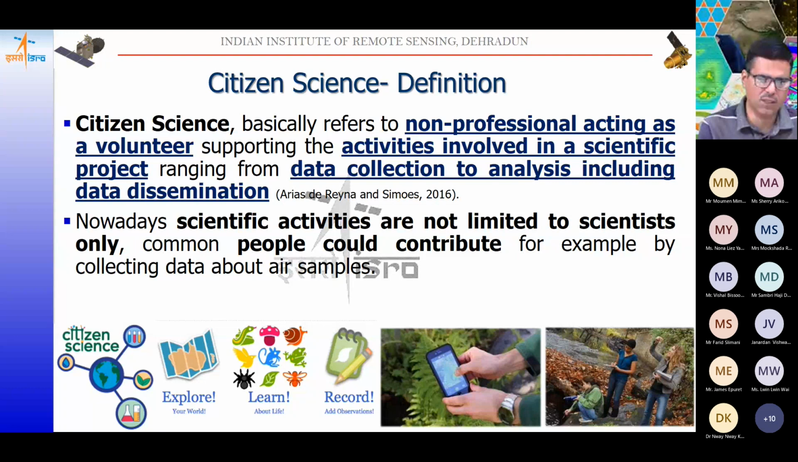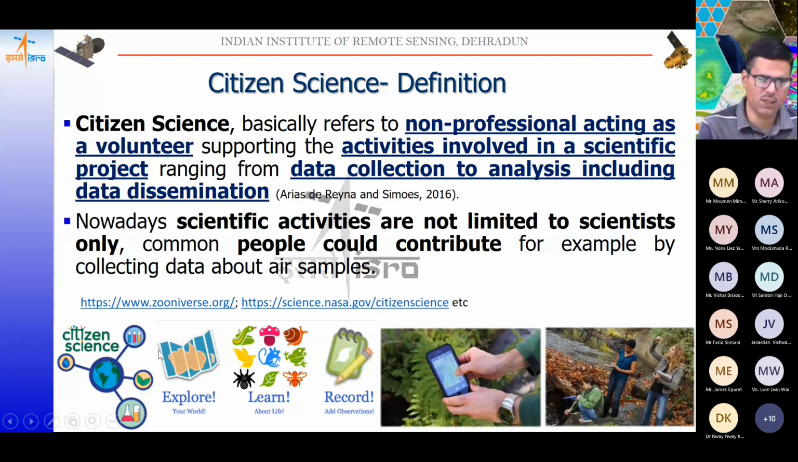Nowadays, with the penetration of the internet and availability of smartphones, scientific activities, which are typically limited to scientists only, can also be undertaken by common people who could contribute, for example, by collecting data regarding certain phenomena. Maybe, let's say, air samples. So there are various examples.